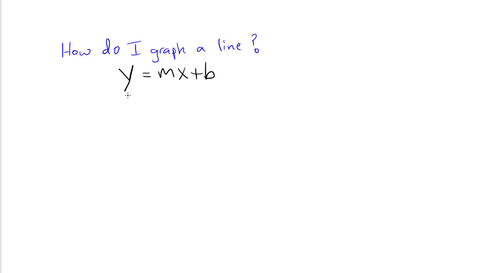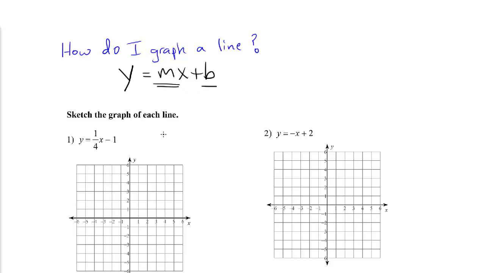Fortunately, this format makes it easier to graph. The slope is indicated by that constant m, and the y-intercept, that's where the graph crosses the y-axis, is indicated by that constant b. So let's take a look at a couple of examples and see how we would go about doing that. Sketch the graph of each line. y equals 1/4 x minus 1. Well, what is the minus 1? That's equivalent to our plus b. That's our y-intercept. So -1 on the y-axis right there is where I plot my y-intercept.